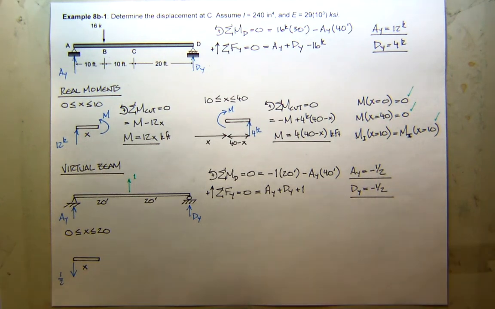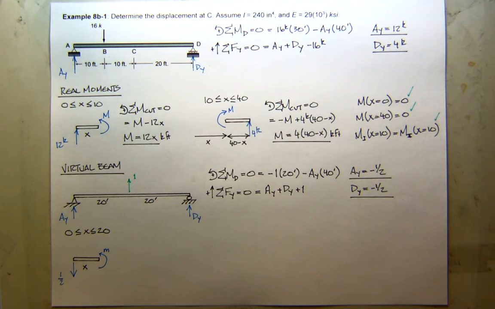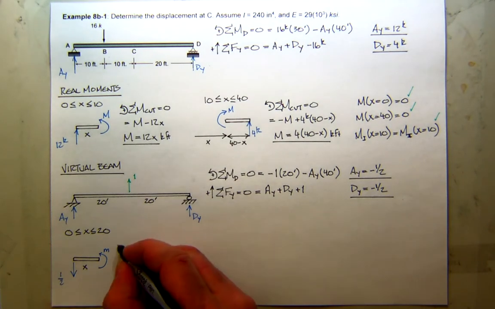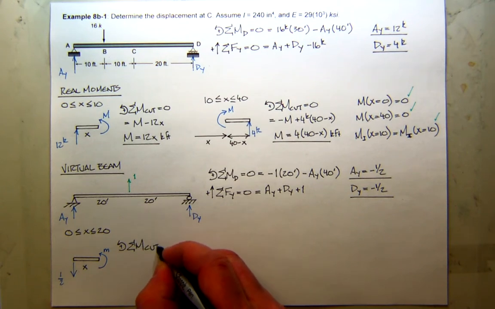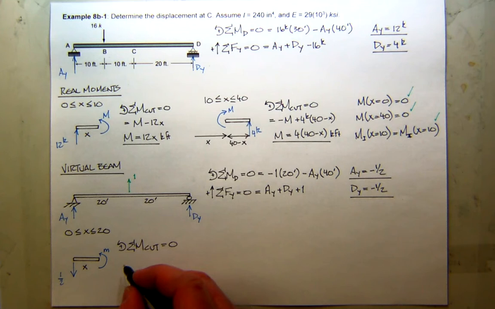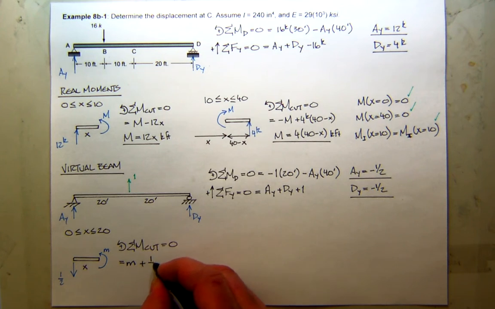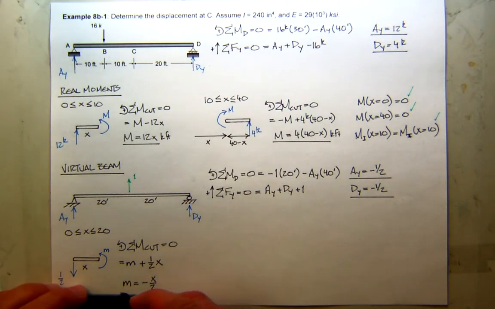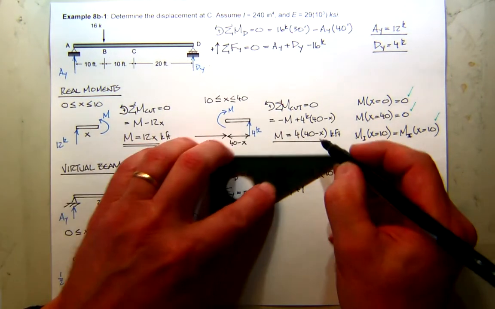Right? We found that. And now we're looking for the lowercase m, the virtual moment. So when I sum moments at the cut here and make sure it's in equilibrium, what do I get? This is positive with my sign convention, so there's the virtual moment. This is also positive, so it would be a force of 1/2 times the distance x, so the virtual moment is equal to minus x over 2. I think I'm going to go back and double line those so they show up a little better on the slide.